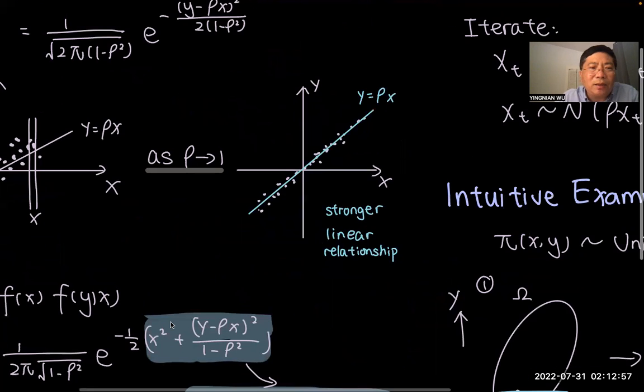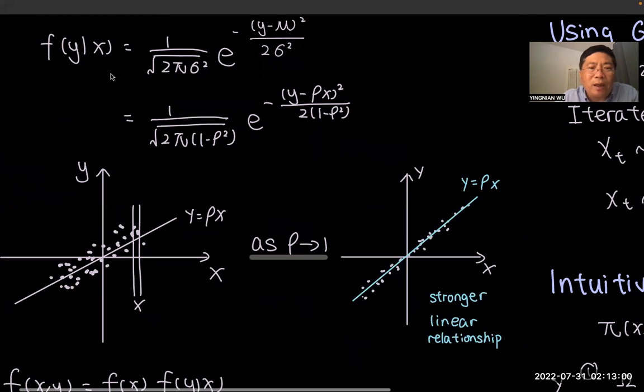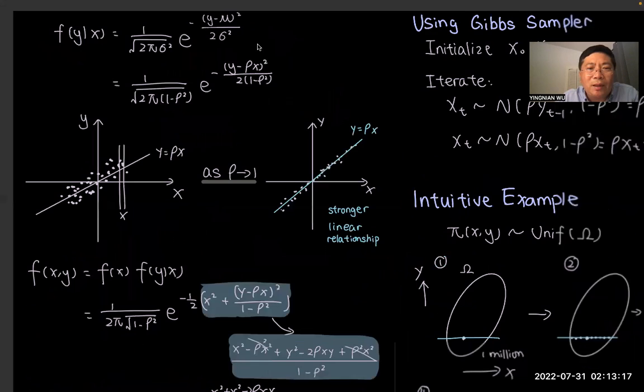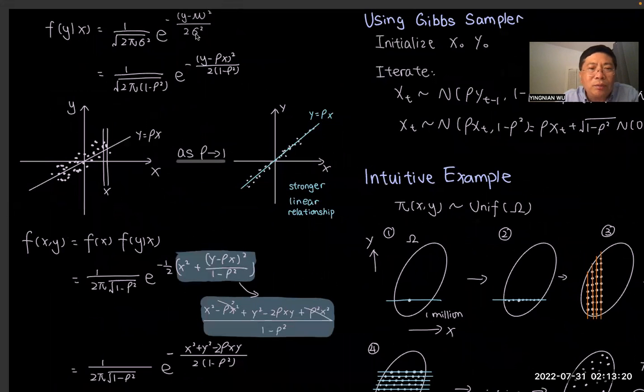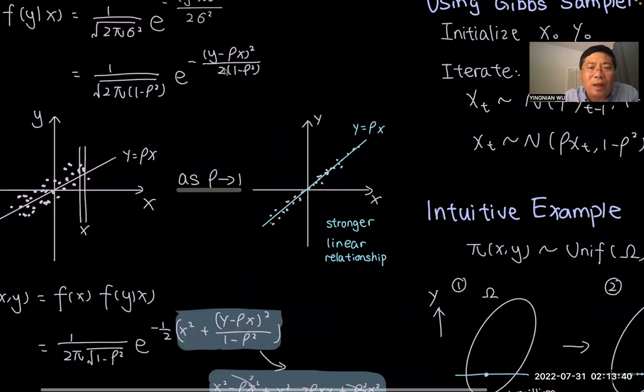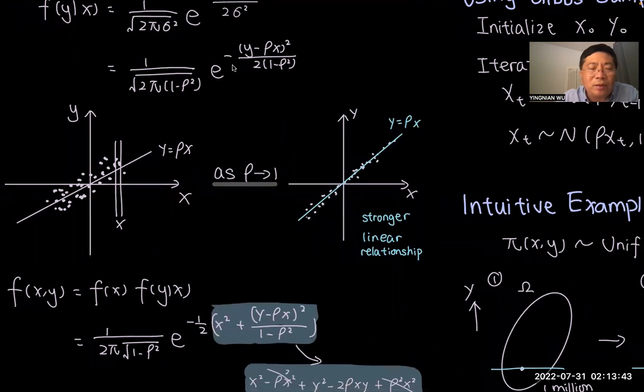So the conditional density of y given x is just a normal density: 1 over square root of 2 pi sigma squared, with sigma squared inside the square root, e to the negative (y minus mu) squared divided by 2 sigma squared. If we plug in sigma squared, which is 1 minus rho squared, and mu equal to rho x, we get 1 over square root of 2 pi (1 minus rho squared), e to the negative (y minus rho x) squared over 2 (1 minus rho squared). So we just plug in rho x and 1 minus rho squared as the mean and variance respectively.